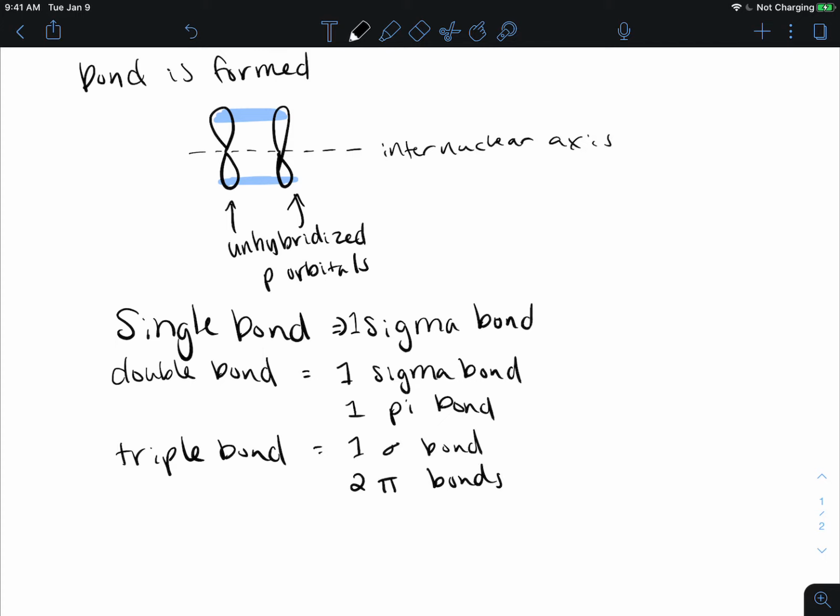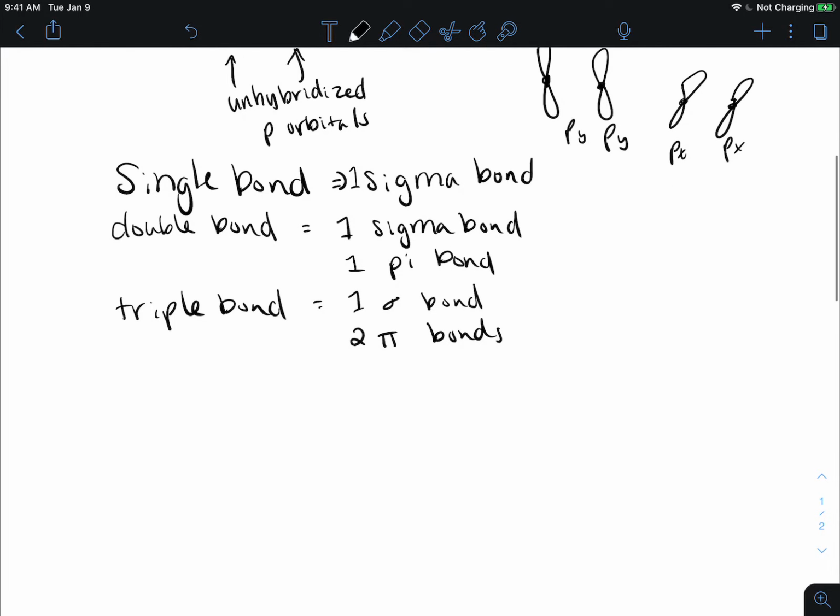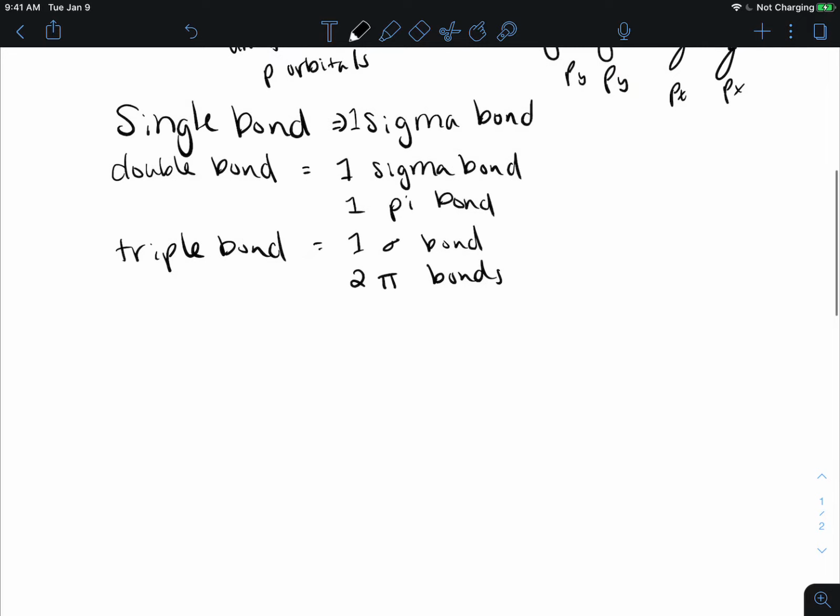Okay? So the pi bonds themselves, as I said, they are the overlap of p orbitals. They have to be parallel to each other. So we can have py, py, so py from one atom, py from another, or we can have px, px. Okay, remember we have x, y, and z as our options. So let's look at how we would draw these. So let's look at drawing sigma and pi bonds.